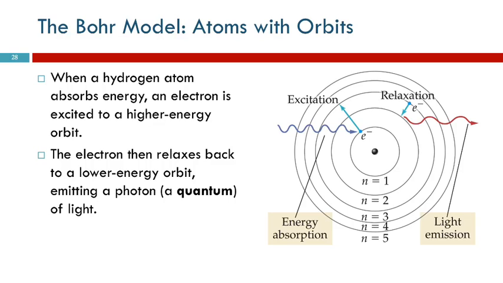And that's like all of nature is always moving towards lower energy, right? Things that are high energy are unstable. So when the electron goes back to a lower energy orbit, it emits a photon of light, a quantum of light, a packet of light energy. So it absorbed energy, and then it releases that back out as photons.